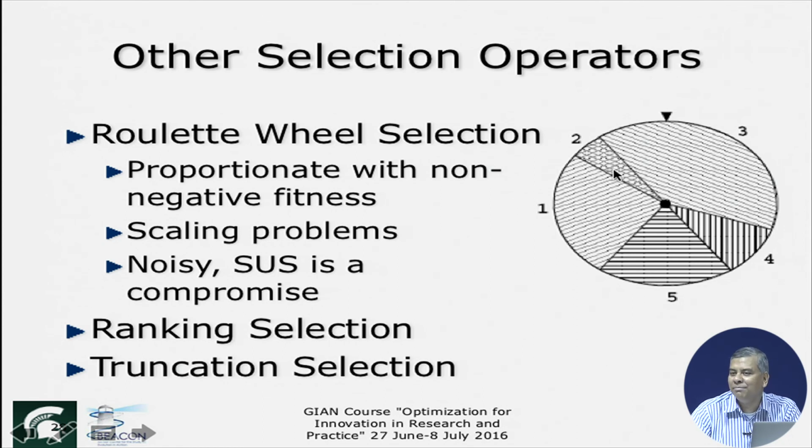2 will have maybe 0 copies. You can be unlucky and get 1. Okay? But it's very small probability that you will get 1. So the number of copies that you get in the mating pool is in proportion to the fitness you have. That's why it's called proportional selection.